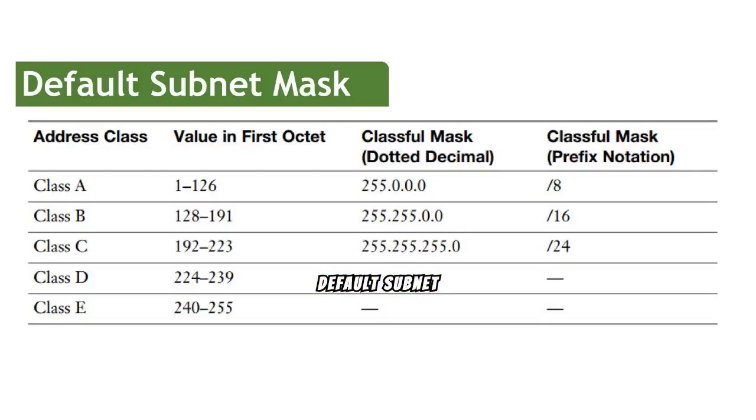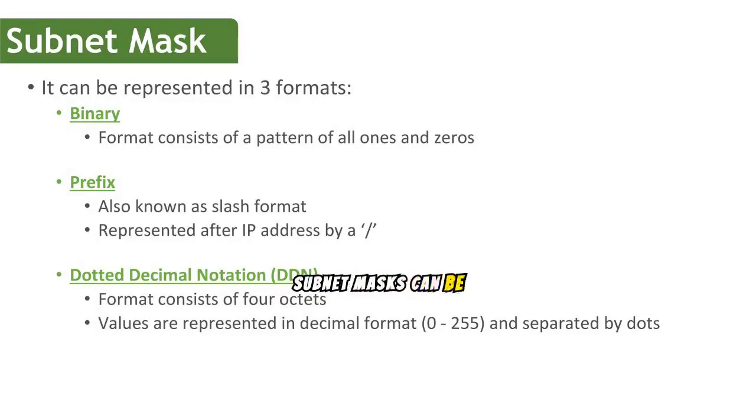Default subnet masks are automatically set by the operating system when assigning an IP address, simplifying network configuration. Subnet masks can be represented in 3 formats: binary, prefix (/format), and dotted decimal notation (DDN), providing flexibility in network design.